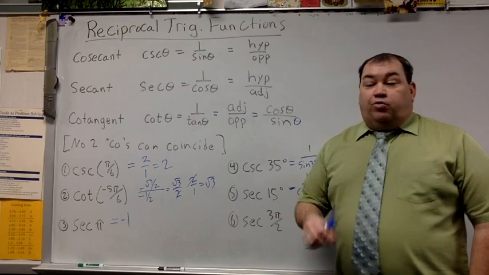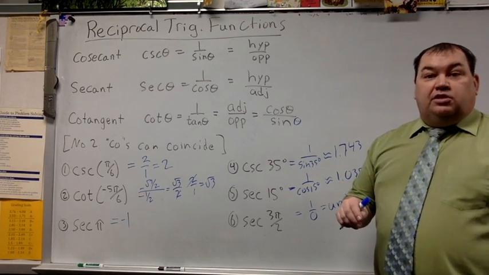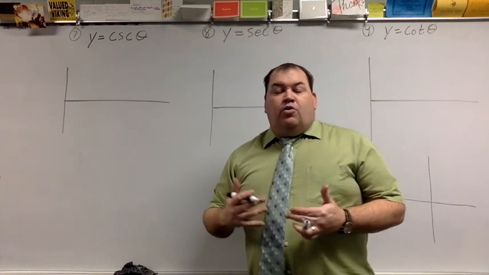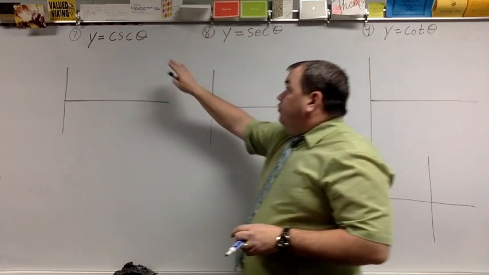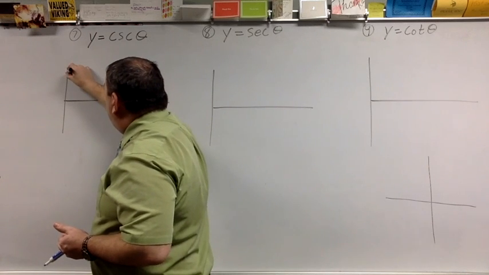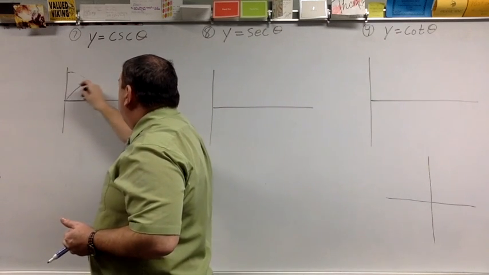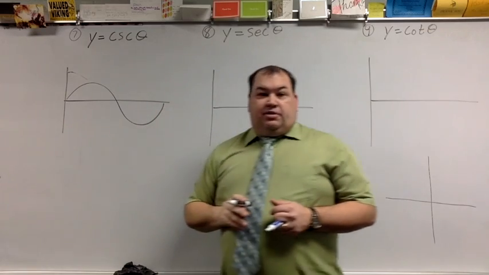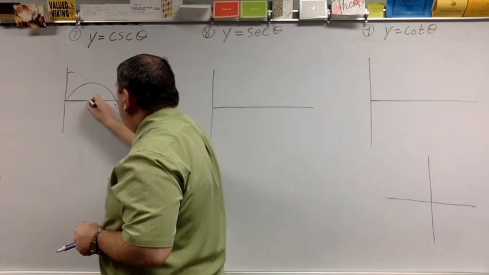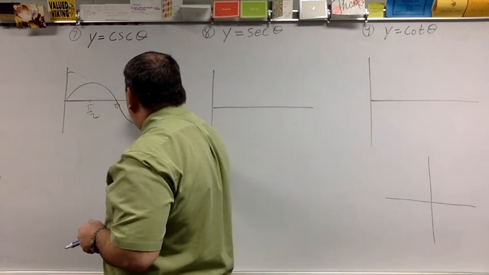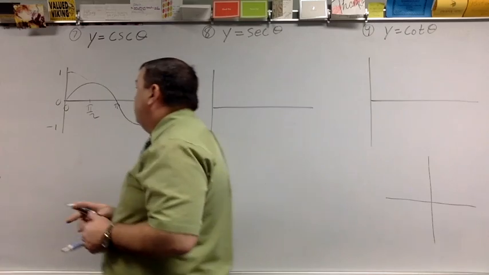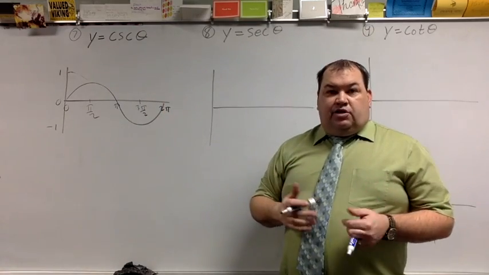Now let's take a look at what the graphs of these three reciprocal trig functions look like. So for our reciprocal trig functions, we're going to actually start with the trig function they come from. So for cosecant, cosecant is built off of sine. So I'm going to actually start with a sine curve as my basis. Now, I can put in all these values because they have not changed. But I have just a basic sine curve.